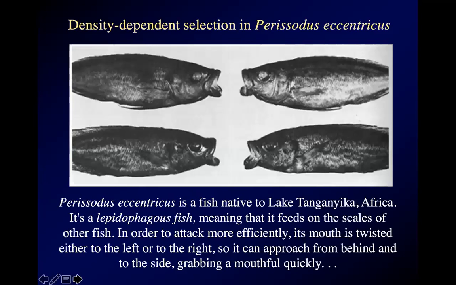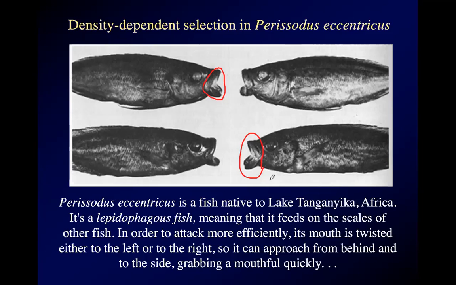These are the best pictures I could get of a fish that is native to Lake Tanganyika in Africa called Perissodus eccentricus. This individual up at the top, you can see that the mouth is kind of open more to the fish's right side than the fish's left side. You can see more of the mouth over here than you can over there. This fish, you can see more of the mouth on the fish's left side than you can on the right. This is a fish whose mouth is twisted to one side or the other.